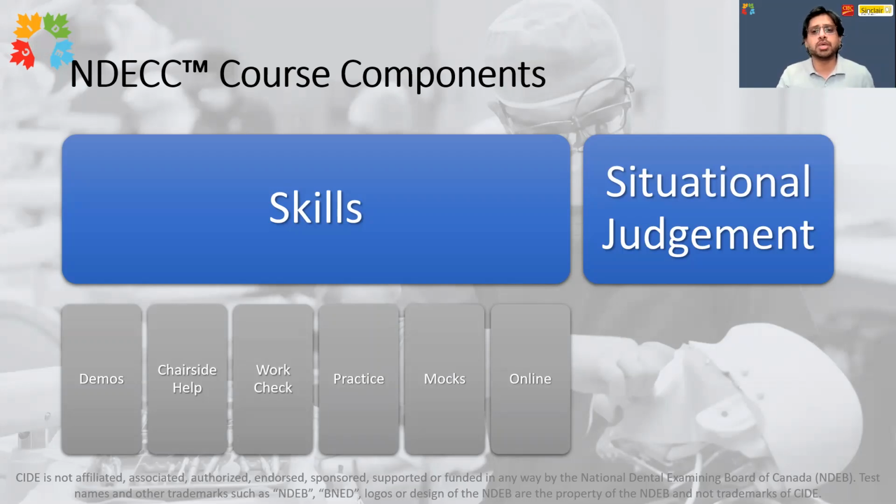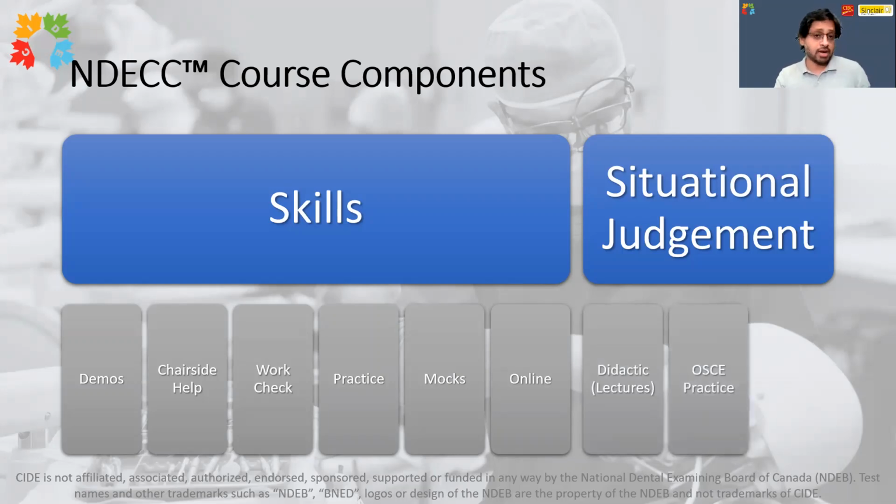And moving on to the situational judgment, it has a didactic component and an OSCE practice component, which is the situational judgment scenarios. And of course, all this is going to be evaluated in your mocks. So keep in mind, in the situational judgment component, there's a didactic component that forms the knowledge base of the principles that you will base your situational components on. So those are two different components of the course.